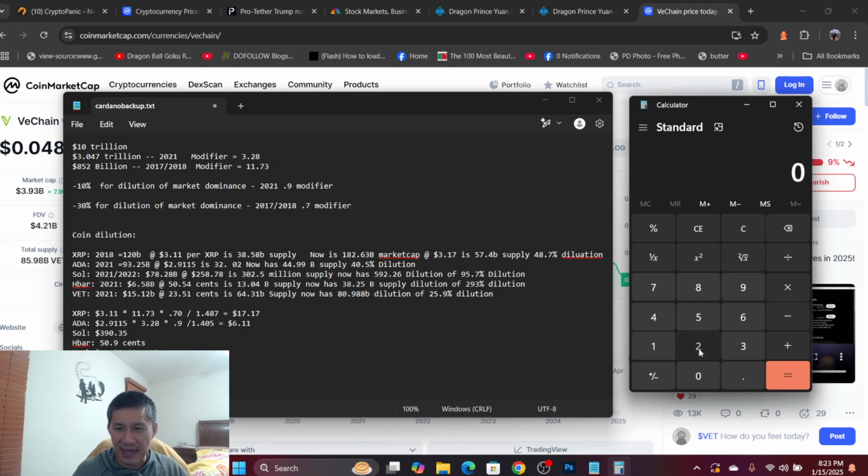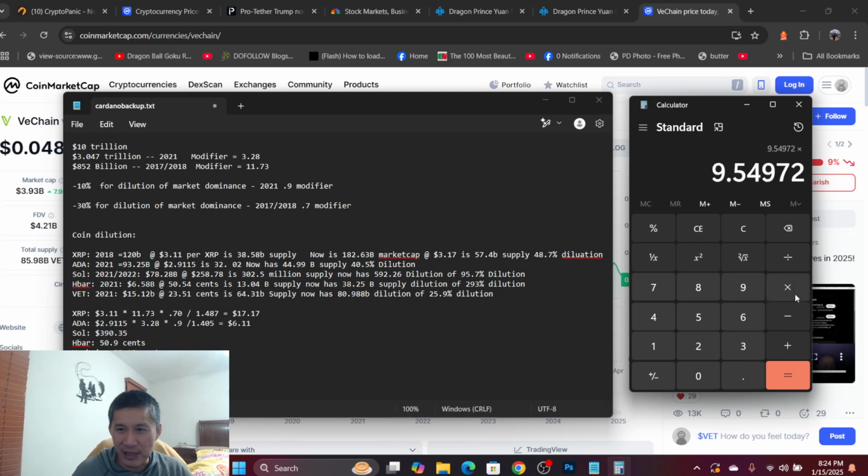Cardano, we're going to take the maximum value from CoinMarketCap, $2.91. You multiply it by its modifier, which is going to be much lower at 3.28, because that value was actually achieved in 2021.